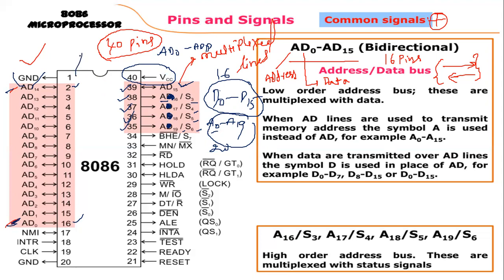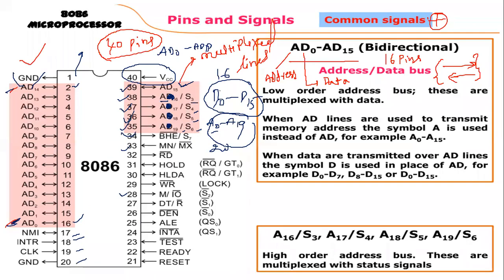Pin number 1 is not a multiplex line. Pin number 17 is not a multiplex line. Pin numbers 18, 19, and 20 are not multiplex lines. But you can see pin numbers 34 and 33, and at the same time pin number 28, used as multiplex lines. Remember, the same pins we can use as multiplex lines.